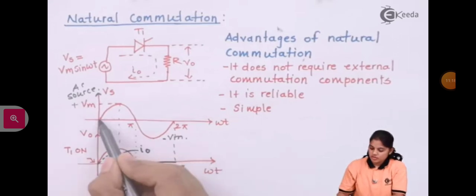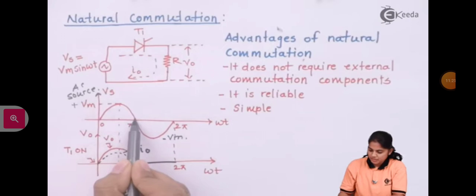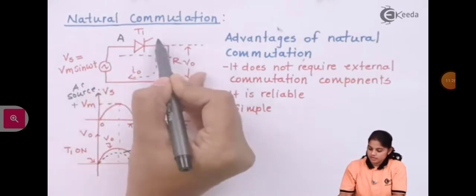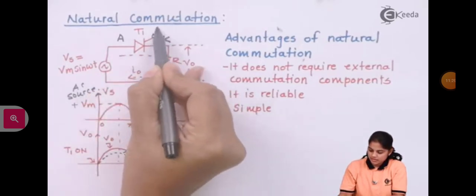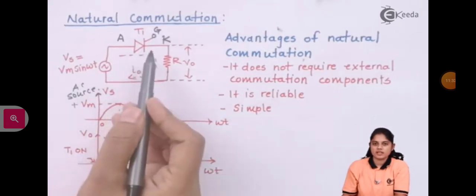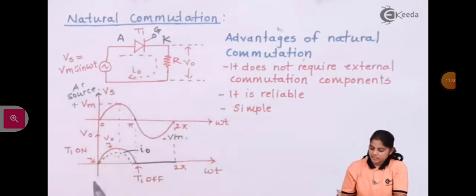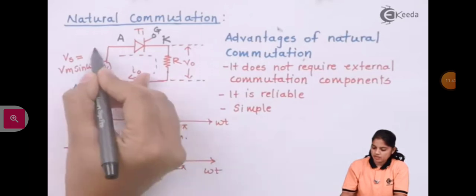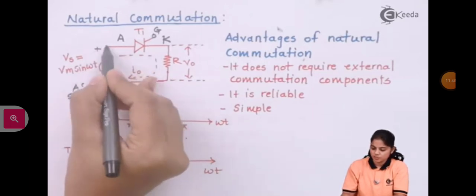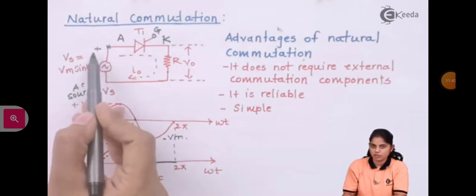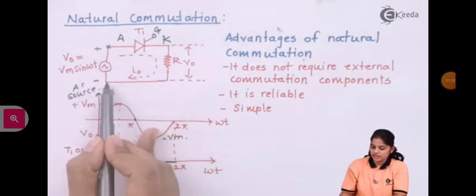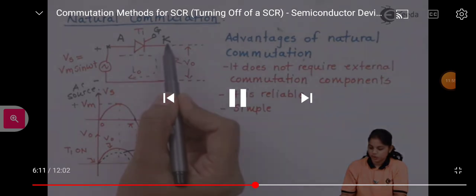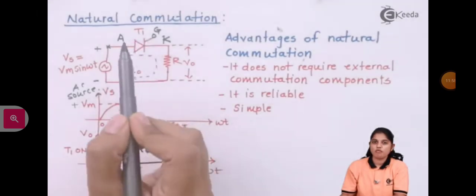Now for the positive cycle, from 0 to pi, when it is a positive half cycle, for my SCR, this terminal is the anode, this terminal is the cathode, and this terminal is the gate terminal. Here I have considered that my gate terminal is open. At this point, my anode to cathode voltage will be positive. In the positive half cycle, this point is connected to the positive terminal of the battery, and this point is connected to the negative. That means the anode is made positive with respect to the cathode. Due to this, my SCR is in forward blocking mode.